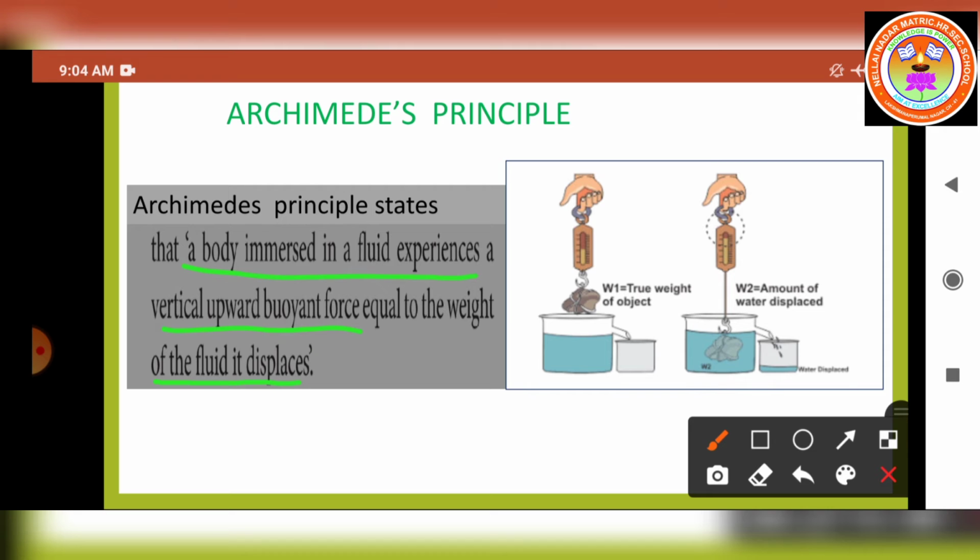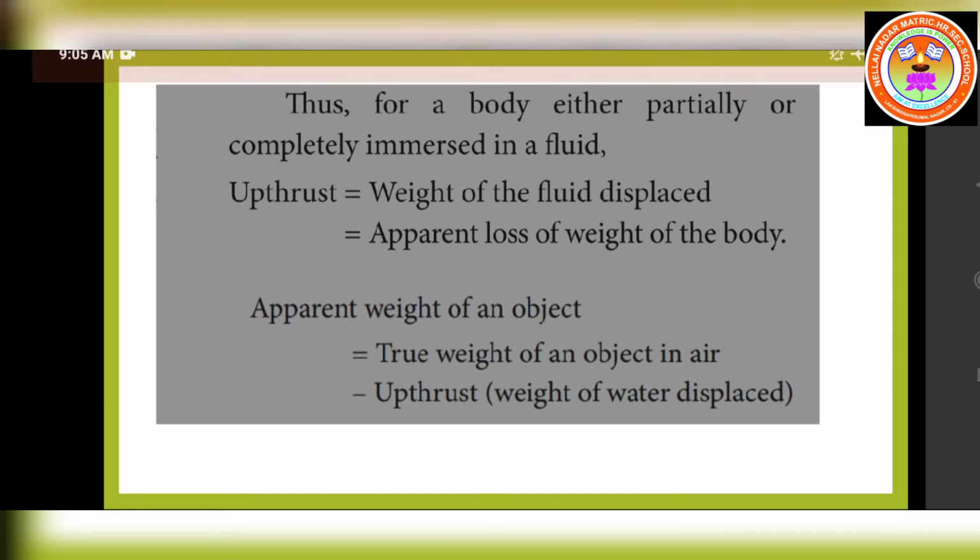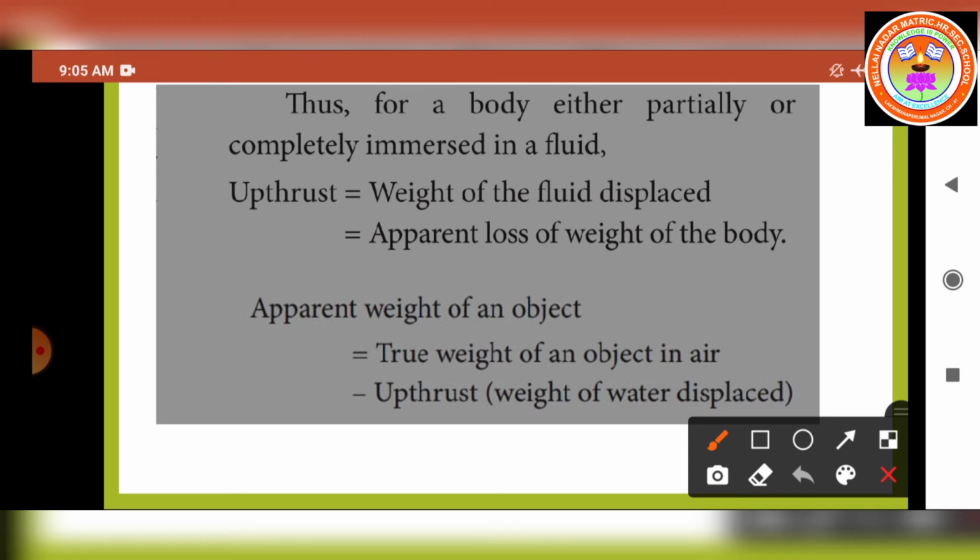So for a body either partially or completely immersed in a fluid, we can write the formula: upthrust equal to weight of the fluid displaced. So what is the upthrust here? Upthrust is nothing but a force. So the upthrust equal to weight of the fluid displaced. So this weight of the fluid displaced will be equal to the apparent loss of weight of the body.